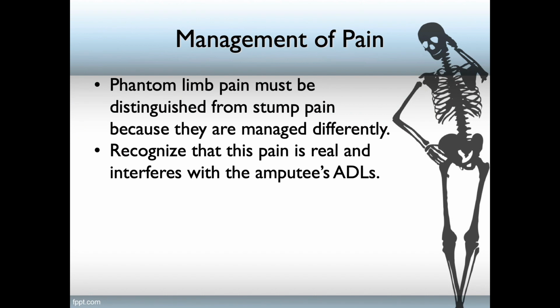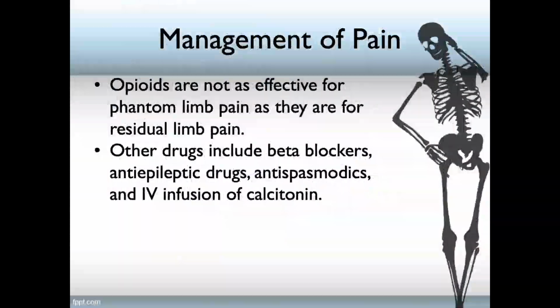Phantom limb pain must be differentiated from stump pain because they're managed differently. You should recognize that this type of pain is very real, and it does interfere with the amputee's activities of daily living. Therefore, know that opioids are not as effective for phantom limb pain as they are for the residual limb pain or stump pain. Other drugs used to treat phantom limb pain include beta blockers, anti-epileptic drugs, antispasmodics, and sometimes the IV infusion of calcitonin.